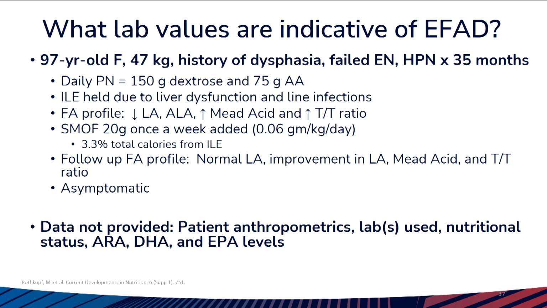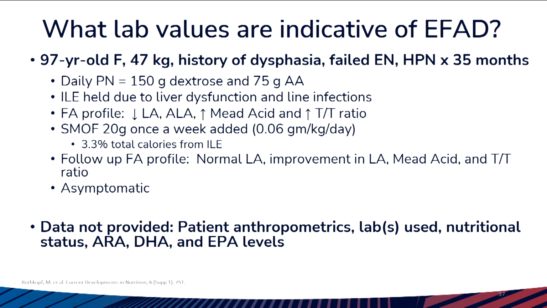So we've talked a lot about what is not EFAD. So what would it look like? So in this case study, they had a 97-year-old female. She was 47 kilos, had a history of dysphagia, had been on HPN for 35 months at home PN, and her PN was only dextrose and amino acids. They had held the ILE due to liver dysfunction and line infections, another fun thing we talk about with lipids.